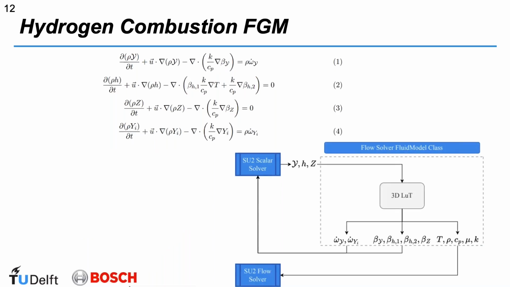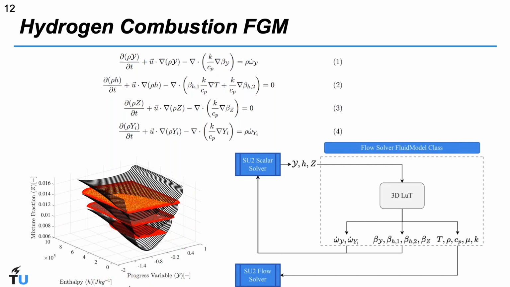And then for the lookup table, it's all a little bit more simple. All the data is stored in the same quasi 3D lookup table, which was set up as a stack of 2D trapezoidal maps in the mixture fraction direction.